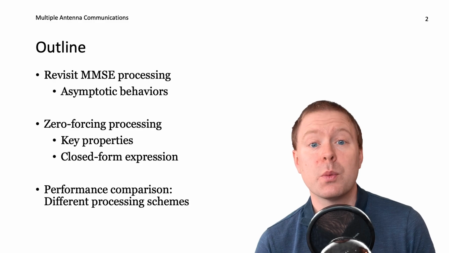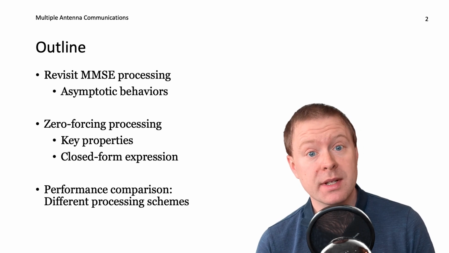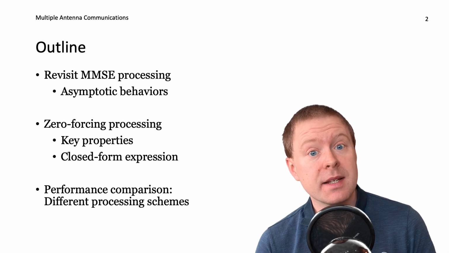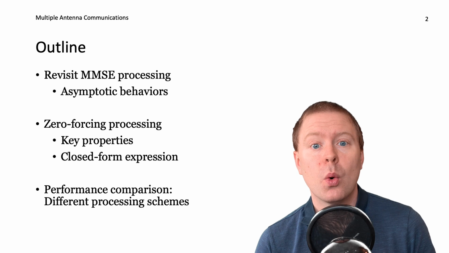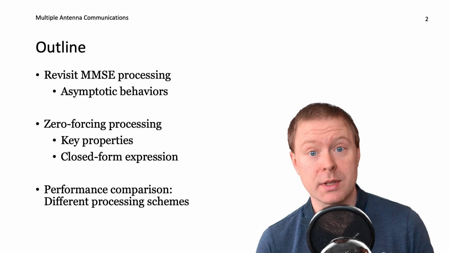In this video we will revisit MMSE processing, which is the optimal receiver processing, and we will look at its asymptotic behaviors and see that when we have high SNR or when we have many antennas, then the optimal processing turns into a special form known as zero forcing processing.